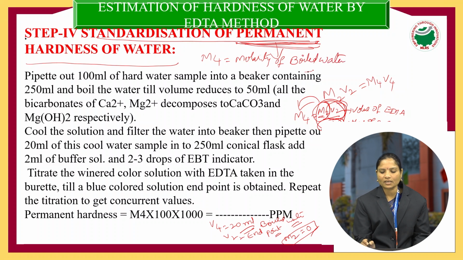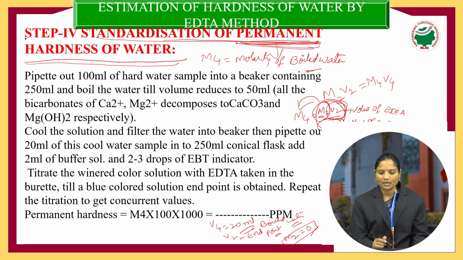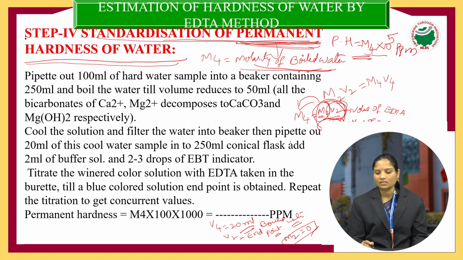But what is our aim here? Determination of permanent hardness of water only. So we have to find out our permanent hardness, using the M4 boiled water molarity. Permanent hardness is equal to M4 into 10 power 5 ppm. M4 means from our step 4 we find out the molarity of boiled water. It is multiplied by 10 power 5, then we get the permanent hardness from our step 4.